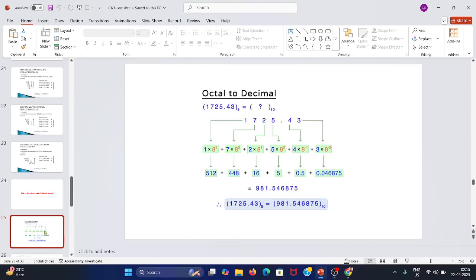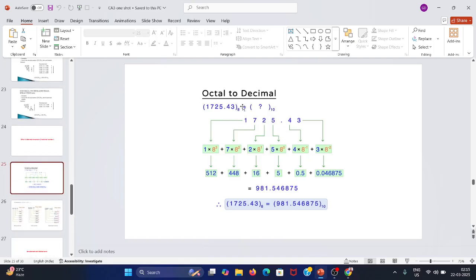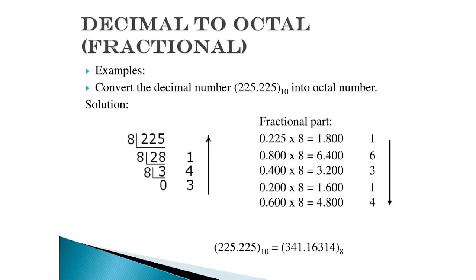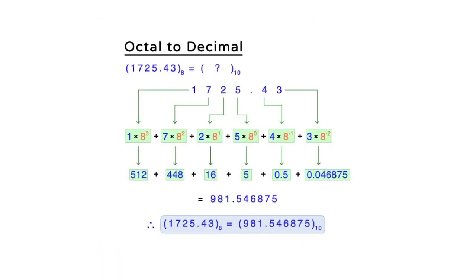At first, let's see an example with octal. Then the others you can do by yourself. Let's say this is an octal number, as you can see here, 1725.43, and the base there is 8. Let me go to that page, just a second. Yeah, now it will be more clear. So let me take that laser pointer.